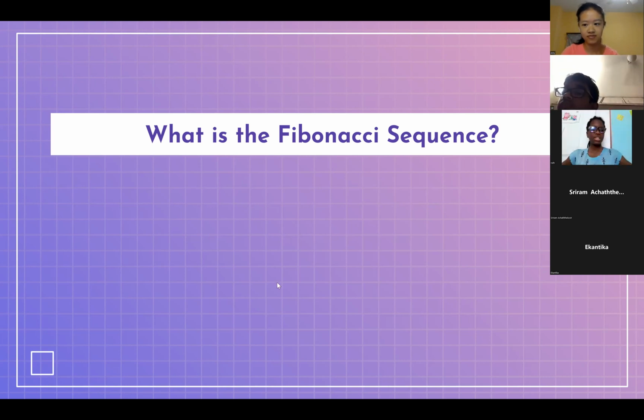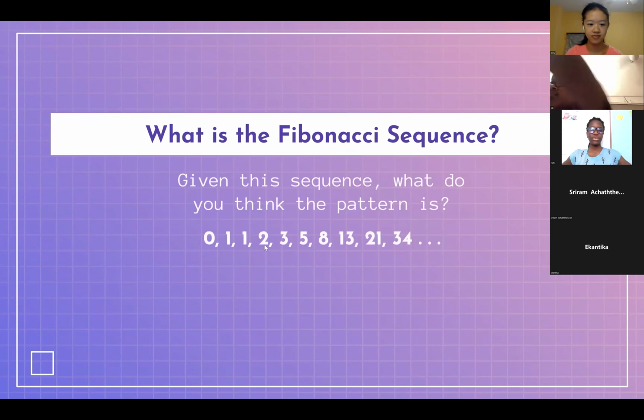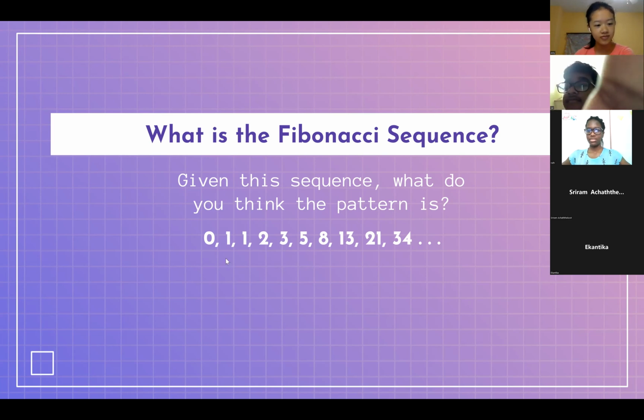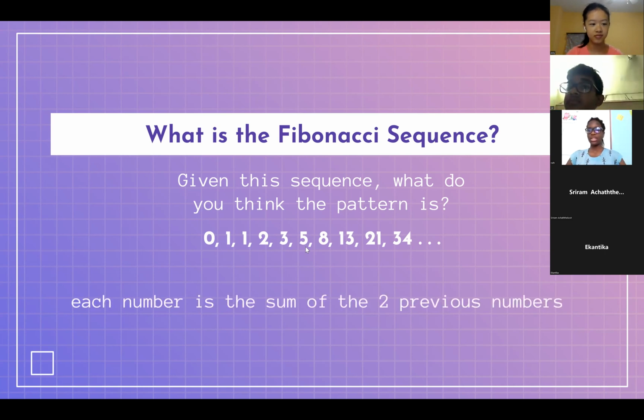So it's the sequence 0, 1, 1, 2, 3, 5, 8, 13, 21, 34. So what do you think the pattern is in the sequence? Yeah, for each term you add the 2 previous terms to get the next term, and you just keep doing that.